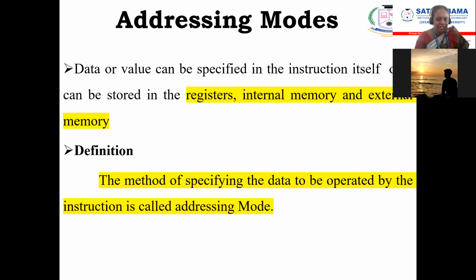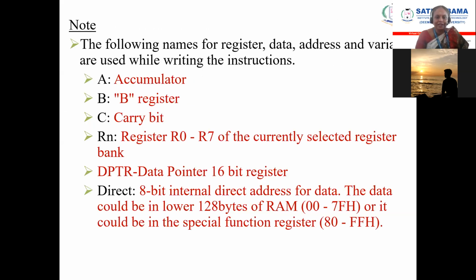Before entering into the types of addressing modes, we will use some terms here, so you have to understand them. A stands for accumulator. We all know the accumulator is the primary register. It is an 8-bit register, because our microcontroller is also 8-bit, so it will store 8-bit data. The next one is B, the B register. C, don't assume it is a carry bit, sometimes we will use C to mean the carry bit.